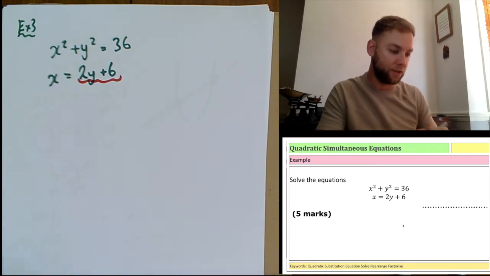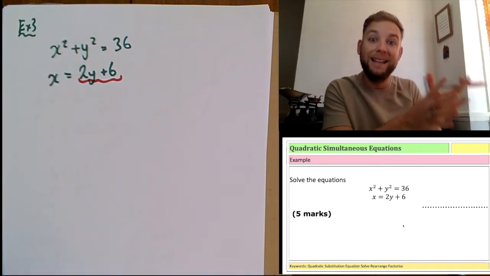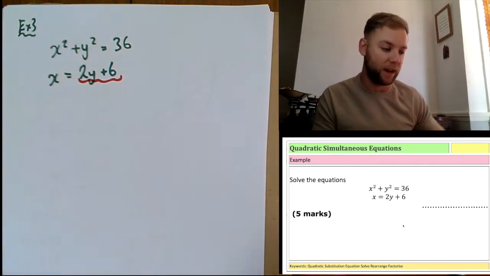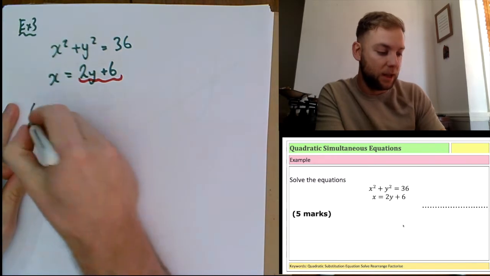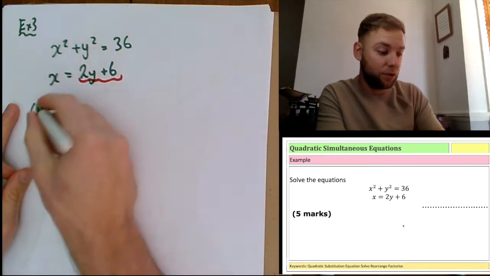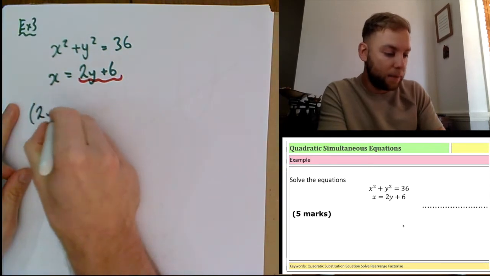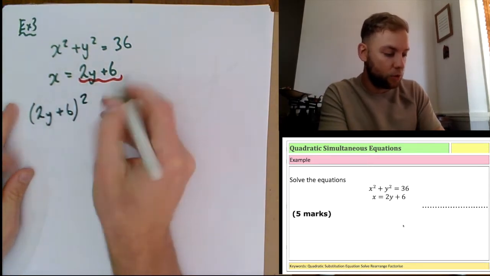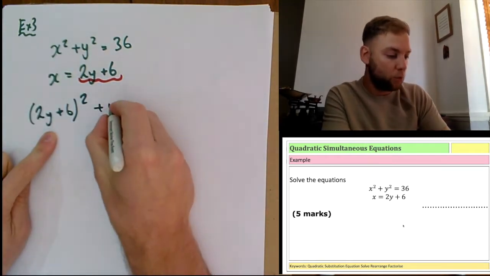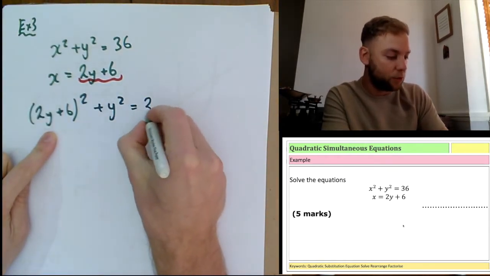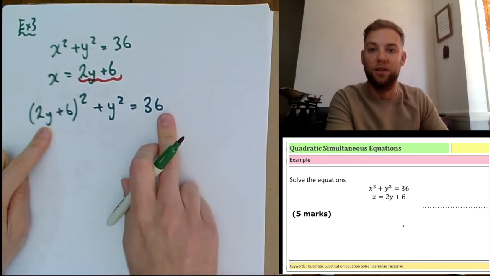So let's do that first of all. I'm putting 2y plus 6 and I'm replacing anything that's got an x with that. This first one is x, so I'm replacing all of that. Make sure you're using the brackets to make sure you are putting all of it in. So 2y plus 6 all squared. Now that's this part here, plus y squared is equal to 36.